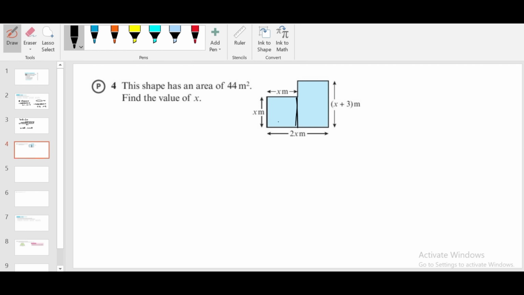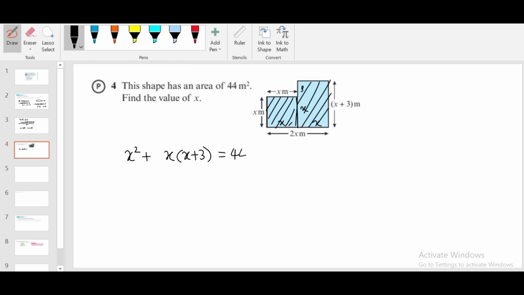So this is also x. The total length is 2x, so this becomes x. This length is x. The total length is x plus 3, so this would be 3. Now we need x plus 3. So area is equal to the area of this, x square, plus the area of this shape, where the length is x plus 3 and the width is x, so x times x plus 3. This is the total area.